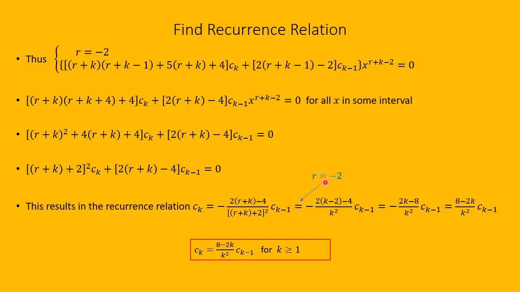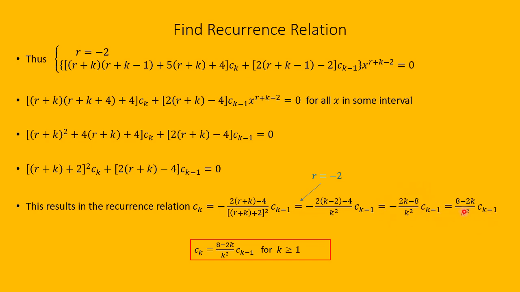Remember that we know that r has to be minus 2 from the indicial equation, so we can plug in minus 2 for all of the r's here, and this simplifies to 2 times k minus 2 minus 4 over k squared, and that simplifies a little bit more to minus 2k minus 8 over k squared times c sub k minus 1. And so finally we get c sub k is equal to 8 minus 2k over k squared c sub k minus 1.